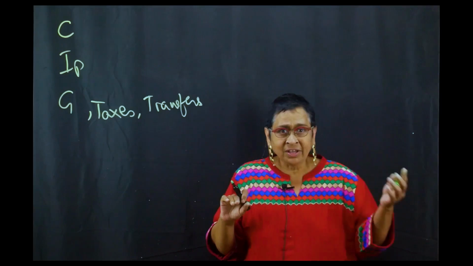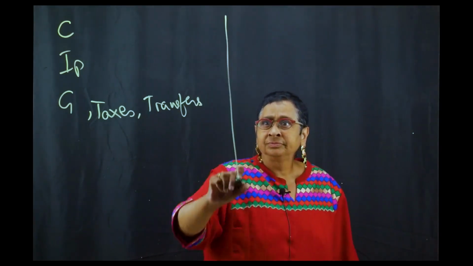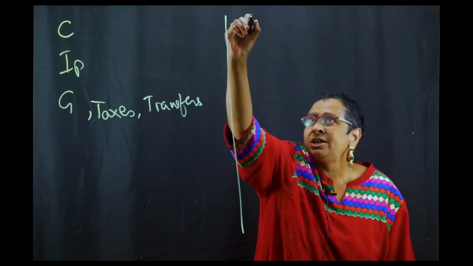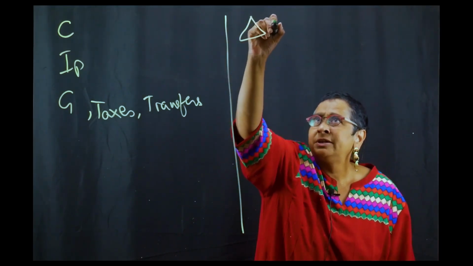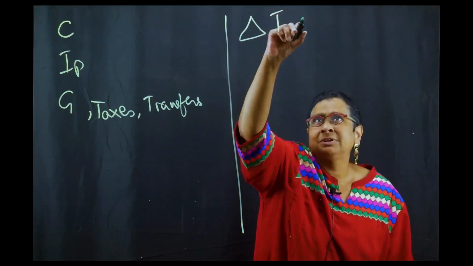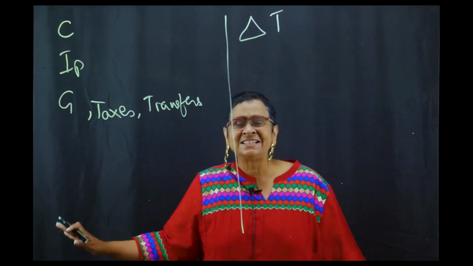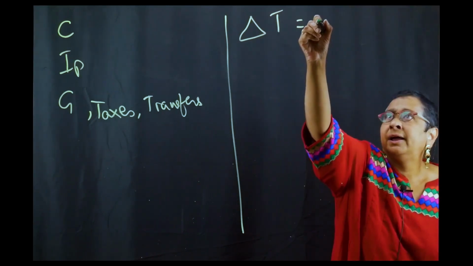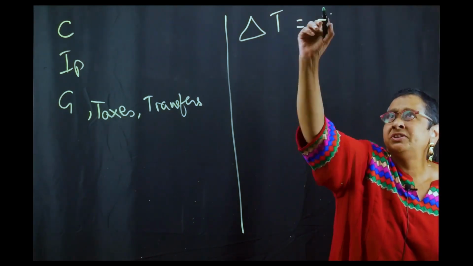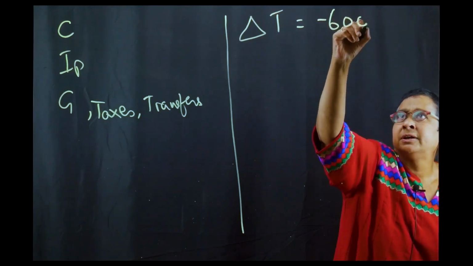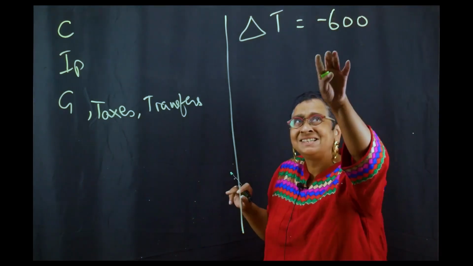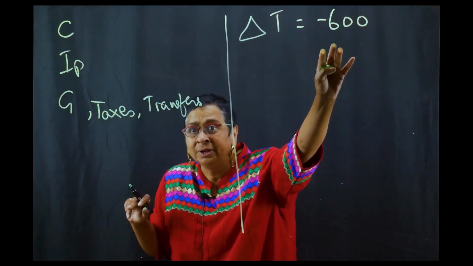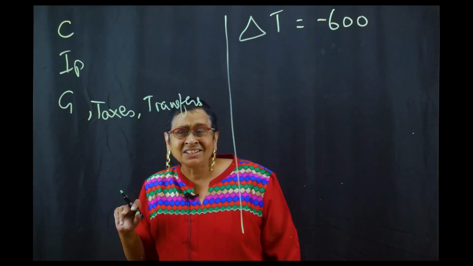So in my previous example, my change in G was 600. Let's say that I start with exactly the same amount of change in taxes, and that's going to be minus 600, because in this case, remember, the government is reducing my taxes, not increasing them, right? So what is the impact of a tax reduction?